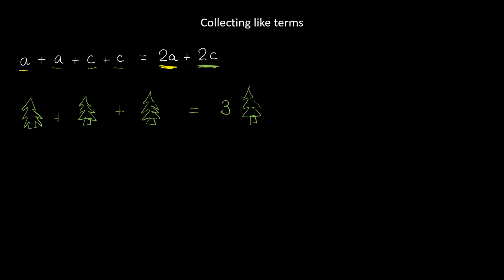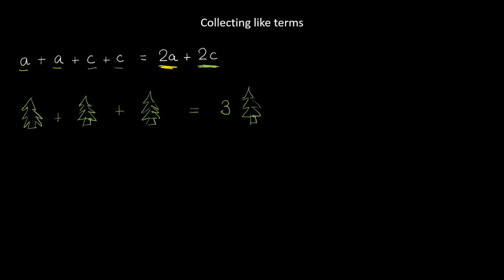In terms of the mathematics, what I'm really saying is I've got three groups of one Christmas tree. So actually, there's an invisible times sign in there, but I don't have to write that when I'm using algebra. I can just write 3 tree, and I know that I mean 3 times tree, and so does everyone else. Now let's have a look at another example.